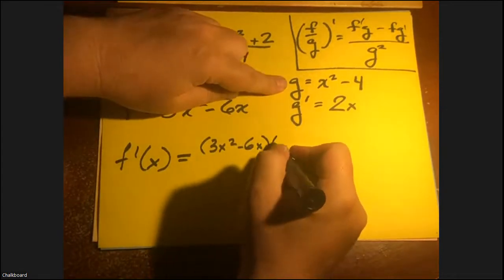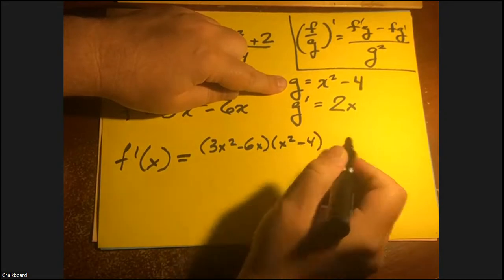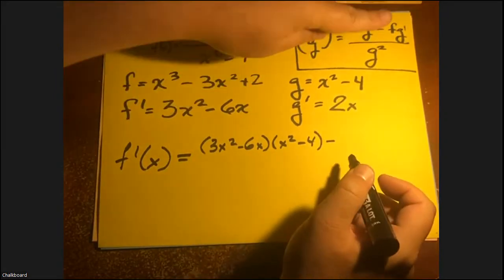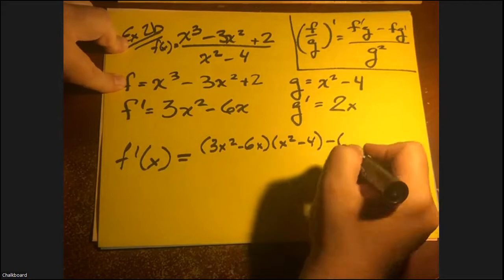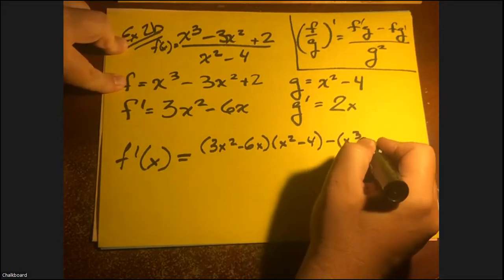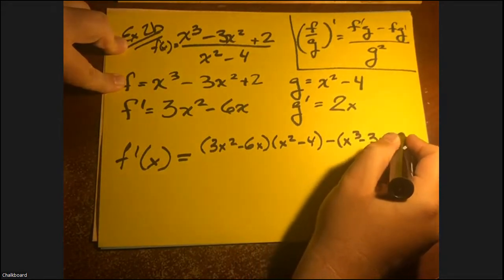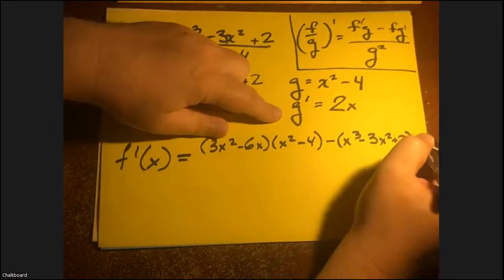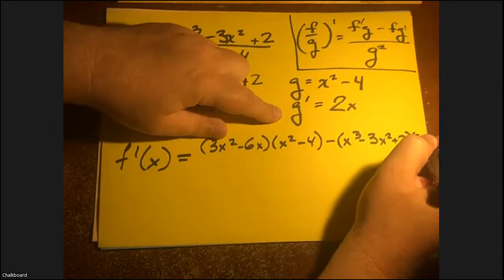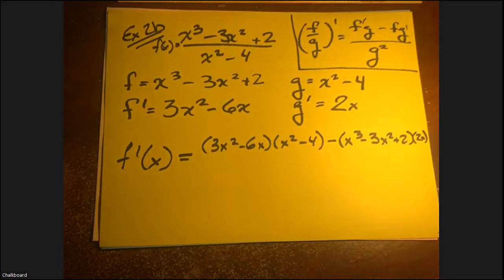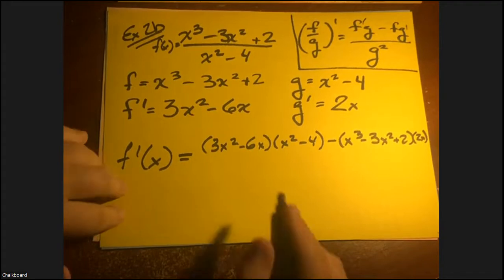times this expression, minus fg prime, which is this expression, times this expression. Barely got it in there. Okay. What else? Did I forget something? Yes, I did. The formula also has g squared. Let's put g squared on the bottom.